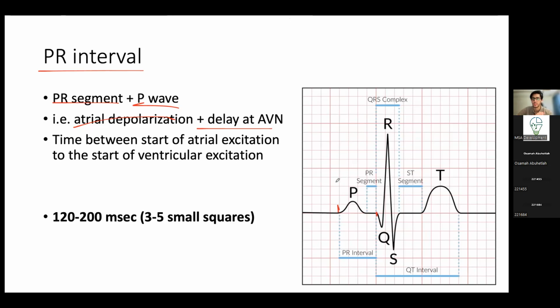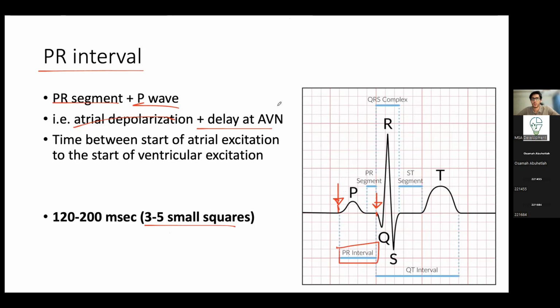So as we know, atrial depolarization or atrial excitation starts here and ventricular excitation starts here. Between them, we have something called the PR interval, all right? And usually it's 120 to 200 milliseconds. For your ease, on an ECG, it should be between 3 to 5 small squares.